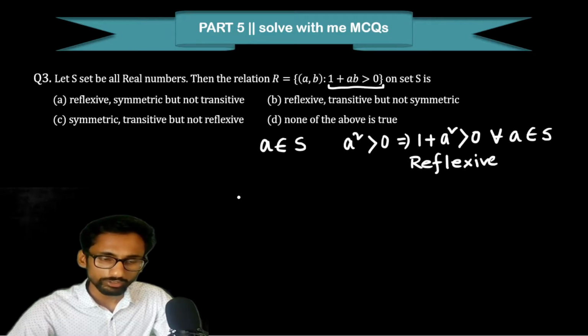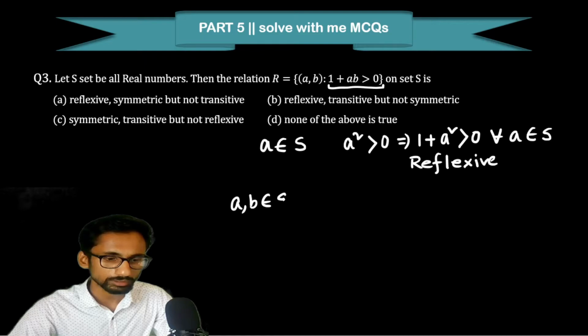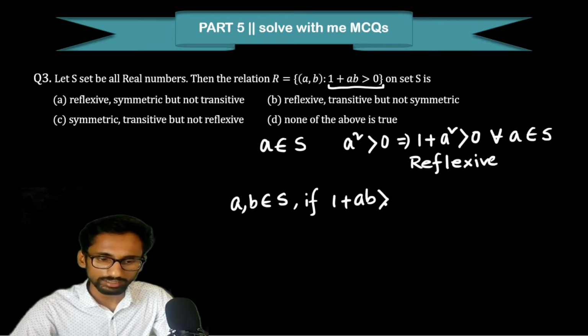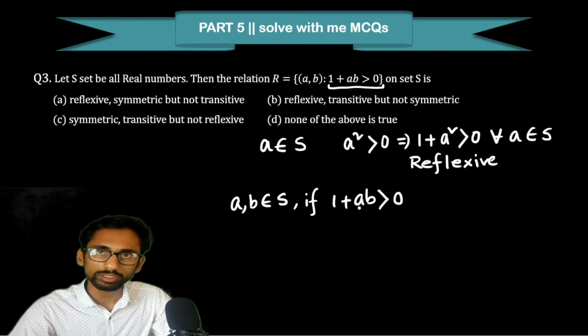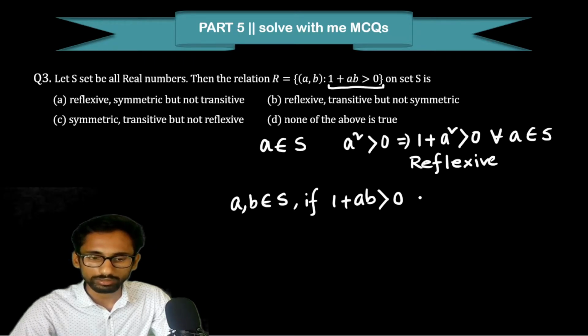Now, is it symmetric? For that, consider two real numbers a and b. If 1 plus ab is greater than 0, it is possible if both the real numbers are positive or negative, then the product is going to be positive. So 1 plus some positive number is going to be greater than 0.